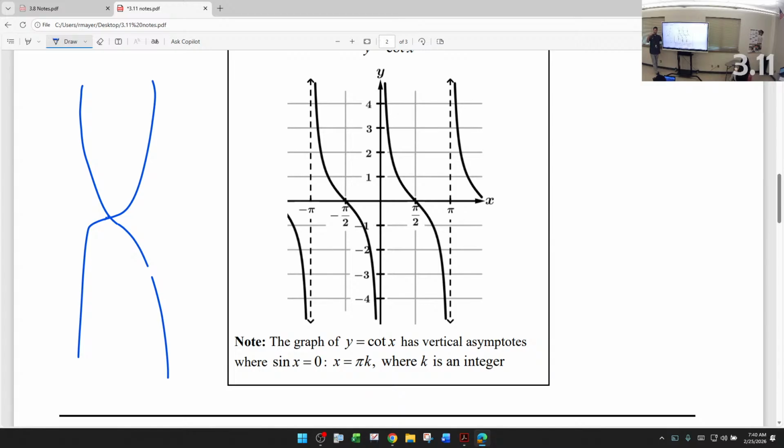Because it's cosine over sine, and that's where sine can't be 0. So cotangents actually have the asymptote at the y-axis. Cotangents are shifted off tangents in more ways than one. Not only are they shifted right or left, but they're flipped. From instead of looking like this, they look like that.